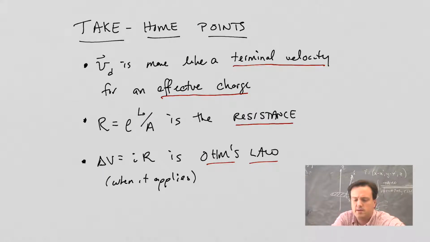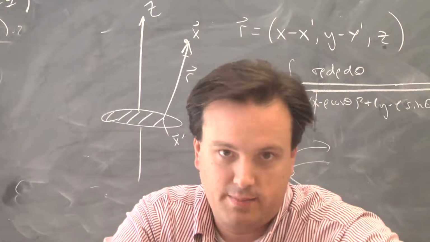Okay, so here are your take-home points. When I think about charges flowing through a wire, I want to think about the drift velocity as sort of a terminal velocity for an effective charge, not the velocity of any given electron. If I have a normal material that's responding well to an externally applied electric field, then I can calculate the resistance, which is a function of the resistivity and the length and the cross-sectional area of the material that I'm looking at. And if I have a material that obeys Ohm's law, then I can write down Ohm's law, which tells me that the change in potential is proportional to the current. And again, that only applies if it applies.